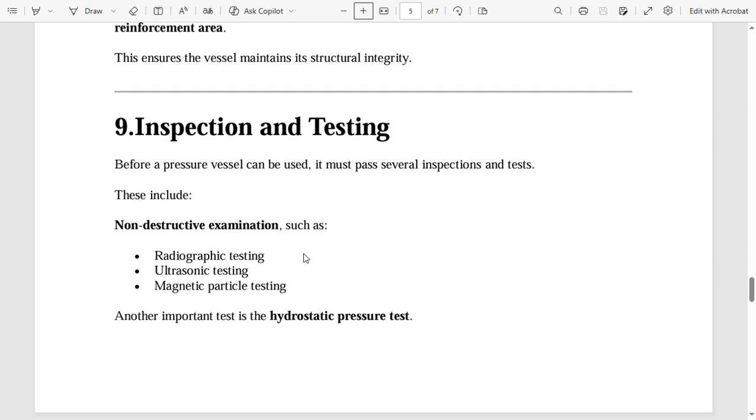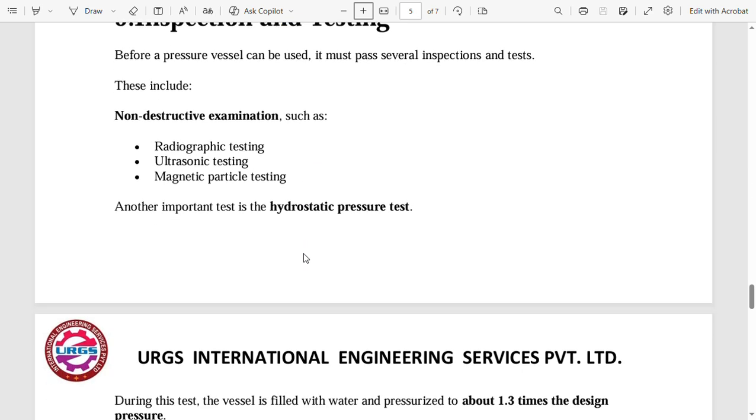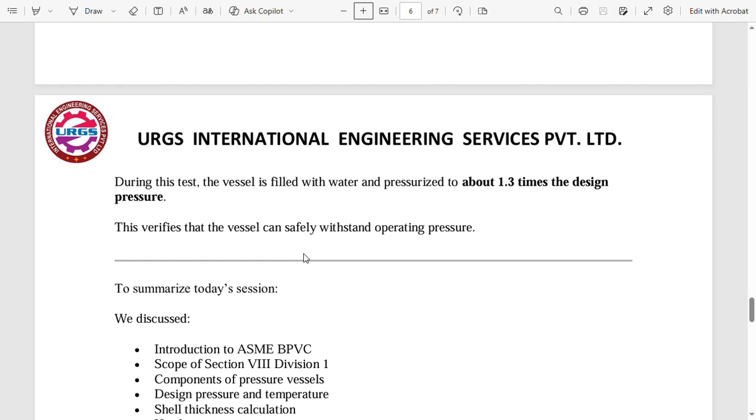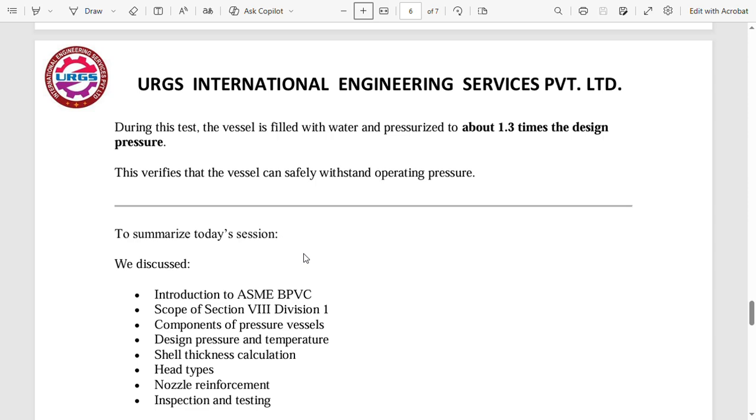The next is inspection and testing. Before a pressure vessel can be used, it must pass several inspections and tests. These include non-destructive examinations such as radiographic testing, ultrasonic testing, magnetic particle testing. Another important test is the hydrostatic pressure test. During this test, the vessel is filled with water and pressurized to about 1.3 times the design pressure. This verifies that the vessel can safely withstand operating pressure.